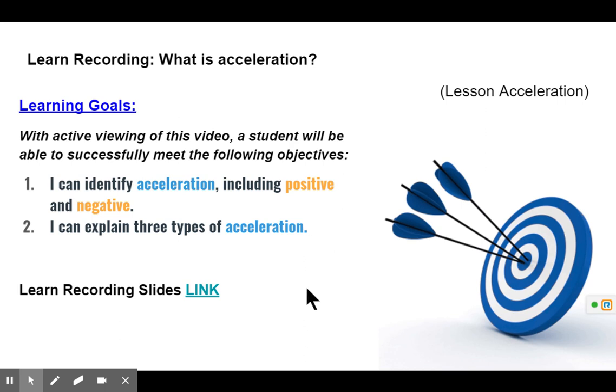With active viewing of this video, a student will be able to successfully meet the following objectives. I can identify acceleration, including positive and negative. I can explain 3 types of acceleration.